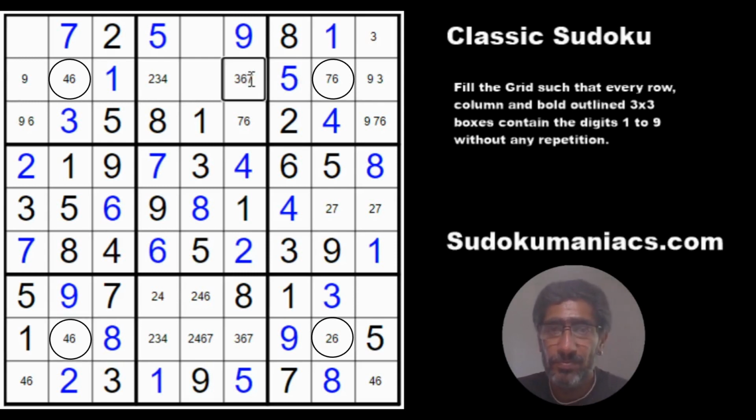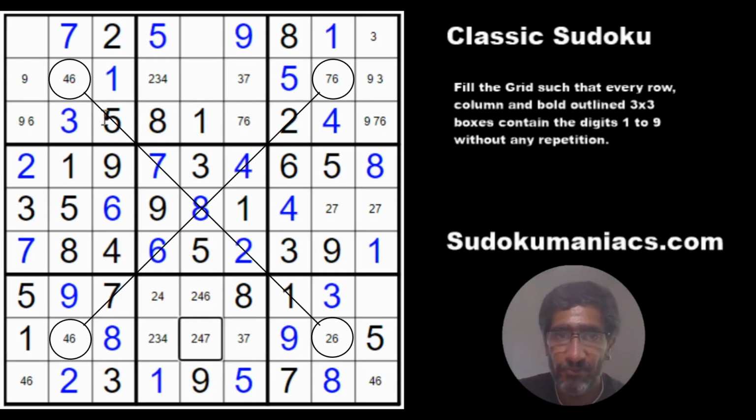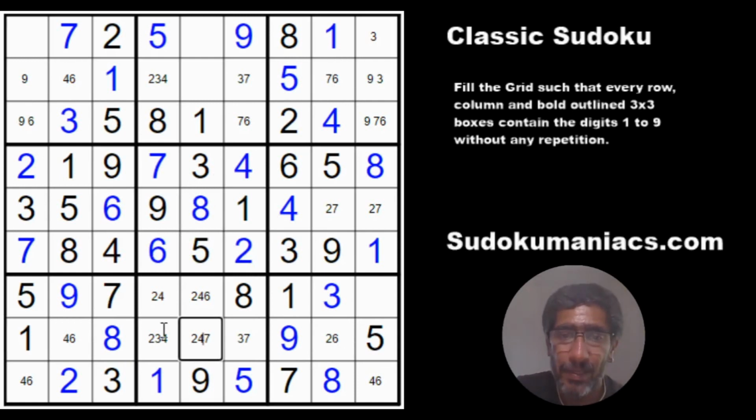So 6 cannot be in these, right? Now when you look closely at these four cells that were circled for you, they form an X shape if I were to draw two diagonal lines across them. And hence the name of this technique, X-wing.